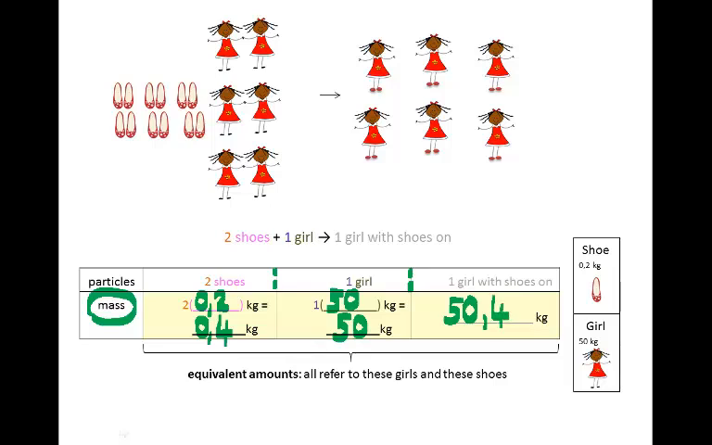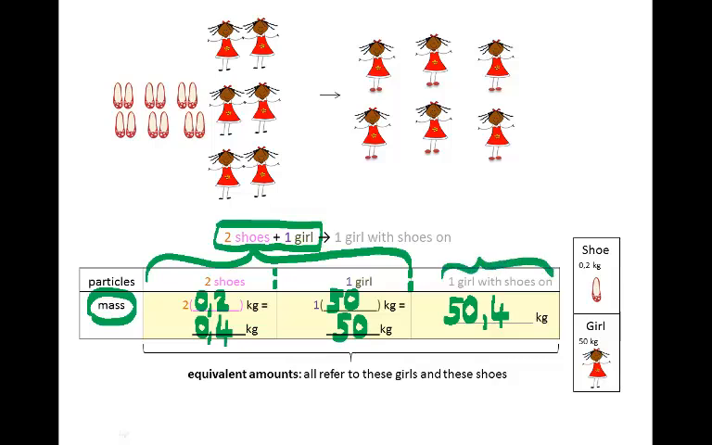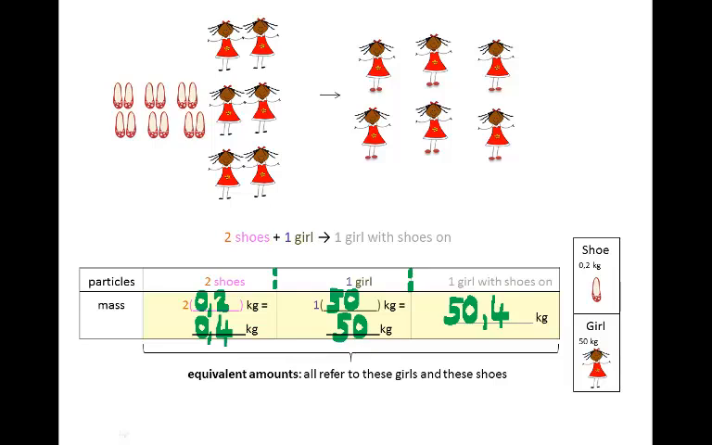Notice that mass has not been created or destroyed. This is the mass that we have at the beginning when we have 2 shoes and 1 girl. And then the girls put the shoes on. There's still just as much matter as before. It's just rearranged. Before the shoes were off the feet, now they're on the feet. So obviously the combined mass here must be the same as before the shoes were put on the feet. And it is 50.4, which is 50 plus 0.4, of course. So this is a mass ratio. 0.4 kilograms of shoes is to 50 kilograms of girls is to 50.4 kilograms of girls with shoes on.